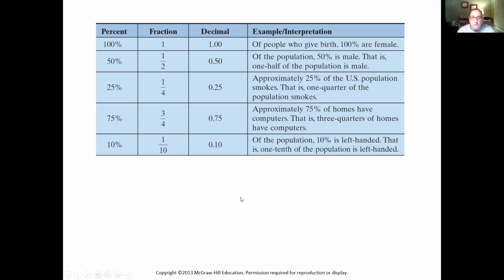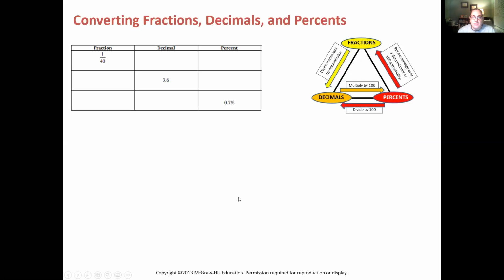And the last thing we're going to do, this has been a really long lesson, is to convert when you're given one, find the other two. And I put this little chart over here to help you. To go from fractions to decimals, divide numerator by denominator. To go back and forth between decimals and percents, multiply by 100 or divide by 100. And to go from percents to fractions, put the percentage over a denominator of 100 and simplify.